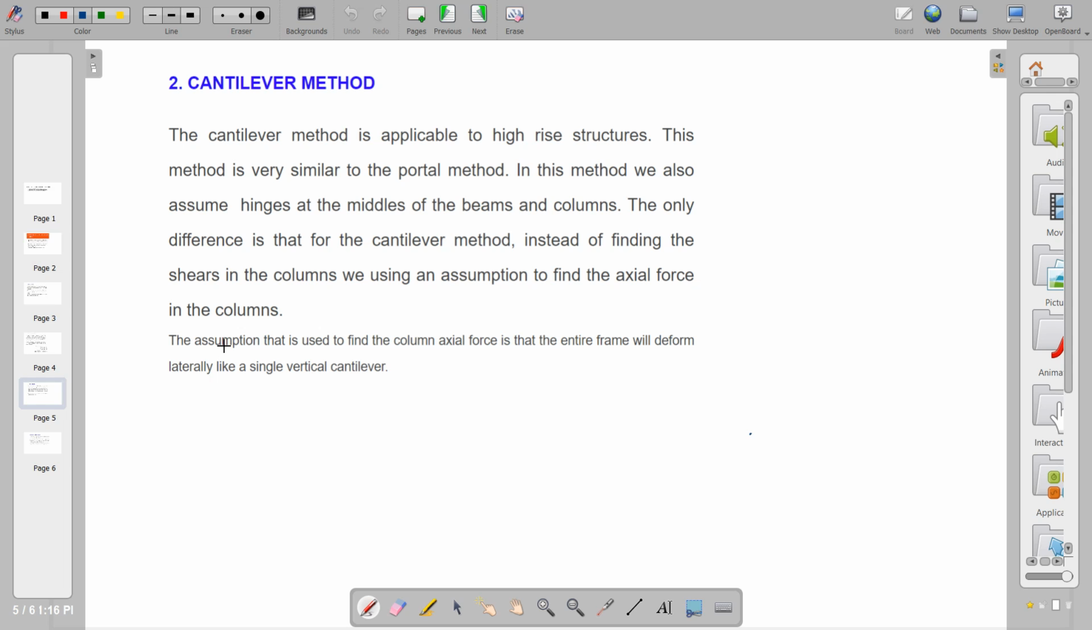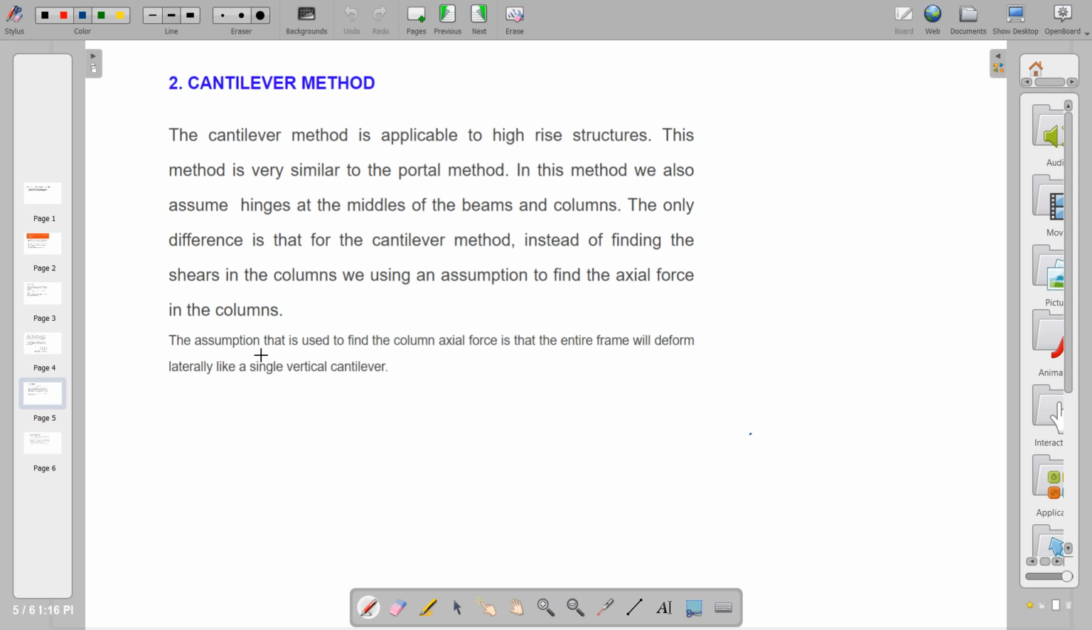So the cantilever method is applicable to high-rise structures. This method is very similar to the portal method. In this method, we also assume hinges at the mids of the beams and columns. The only difference is that for the cantilever method, instead of finding the shear in the columns, we are using an assumption to find the axial force in the column.